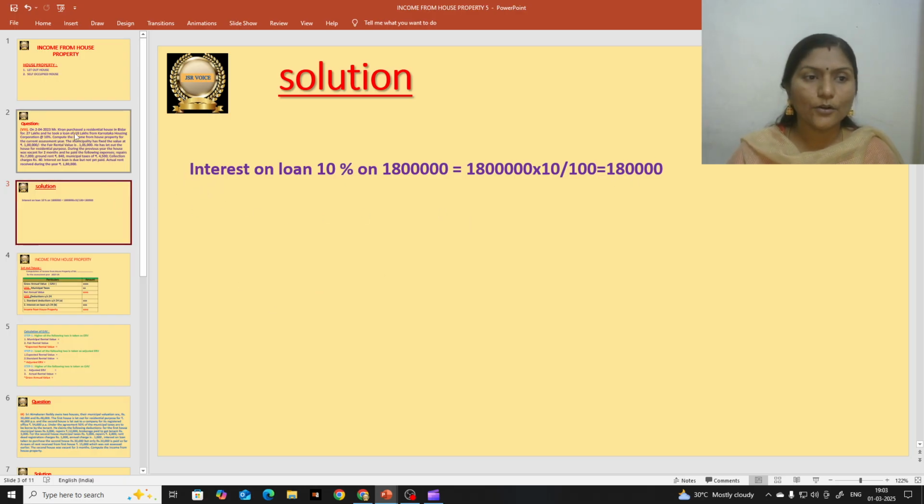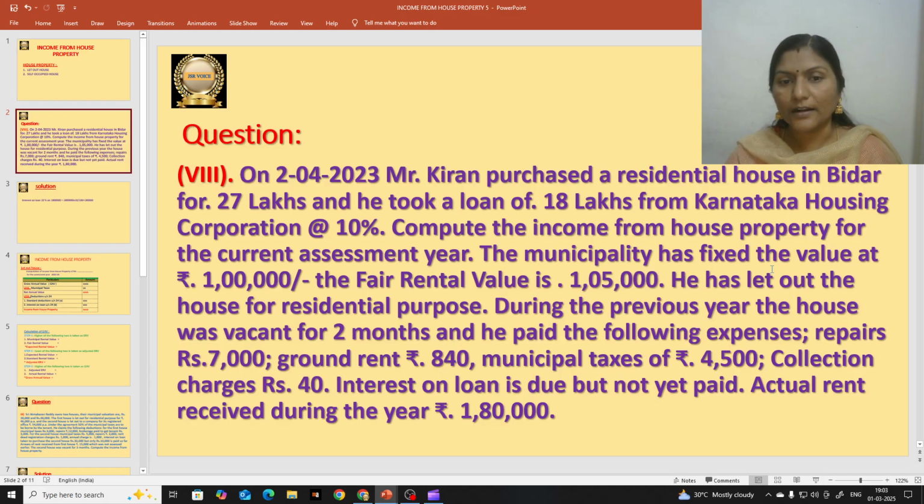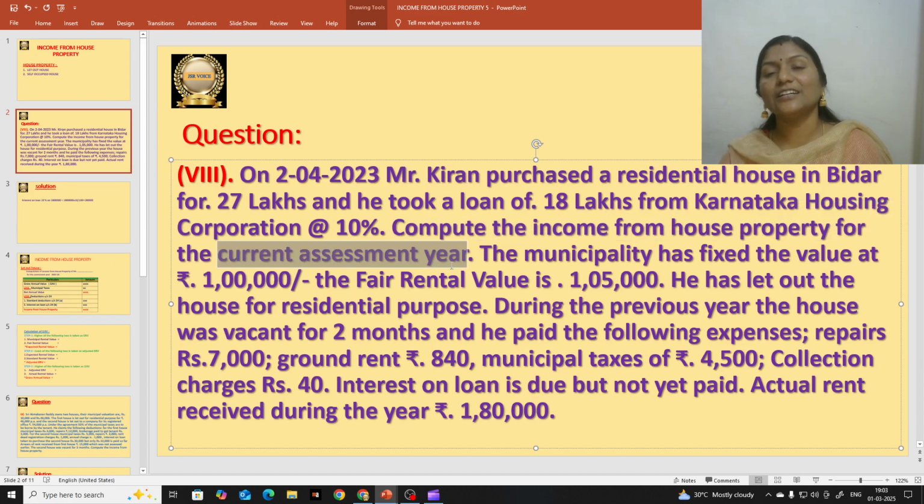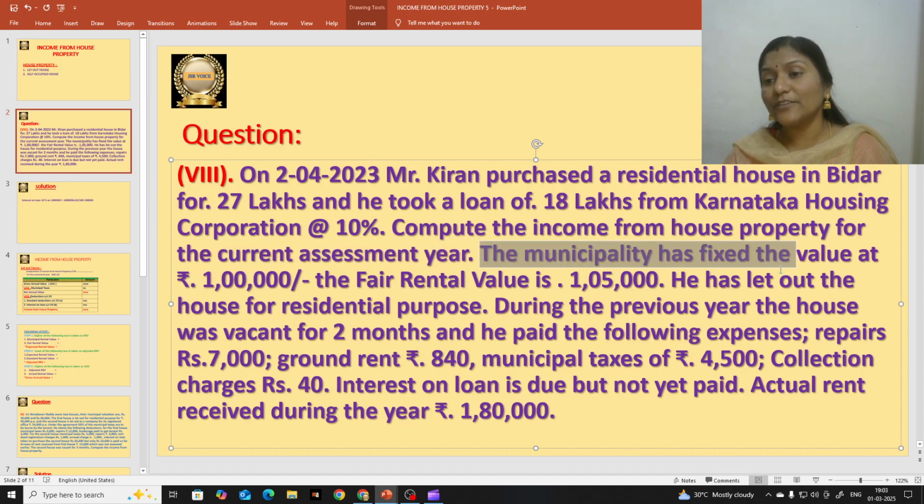Okay, so let us continue the discussion. Here if you observe the question, compute income from house property. They are asking us to calculate income from house property for the current assessment year. So our present assessment year is 2024-25. So we are going to calculate income from house property for that assessment year. Next, the municipality has fixed the value. Whenever the municipality fixes any value for the house, that is known as municipal rental value, MRV. So how much did they fix? 1 lakh rupees.